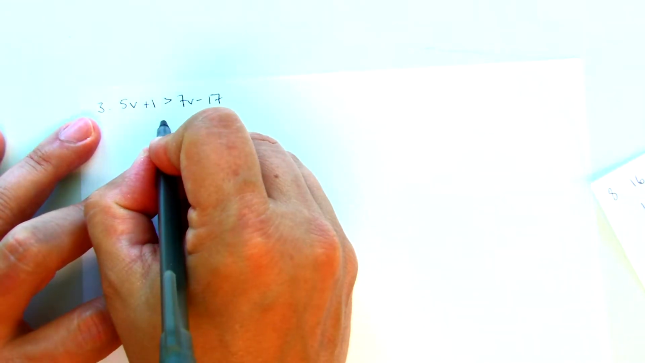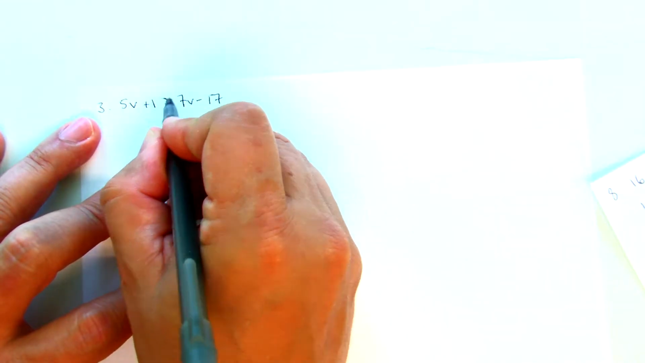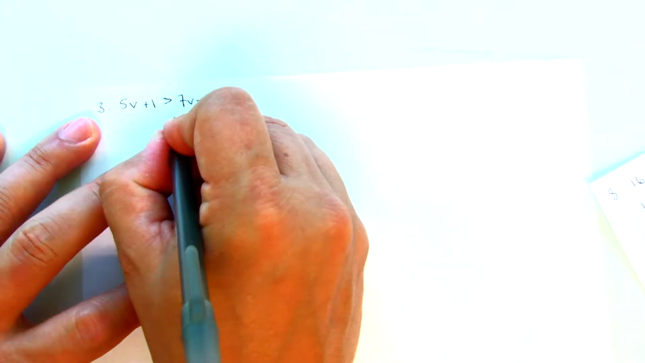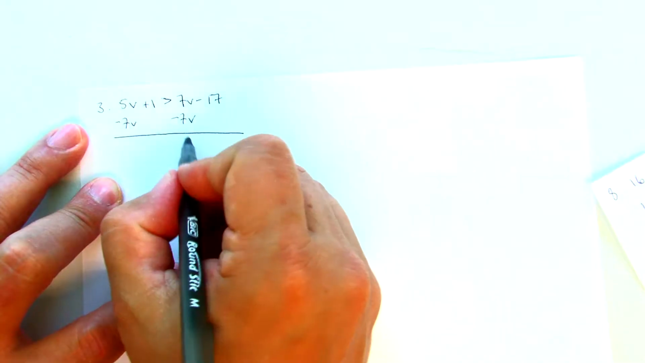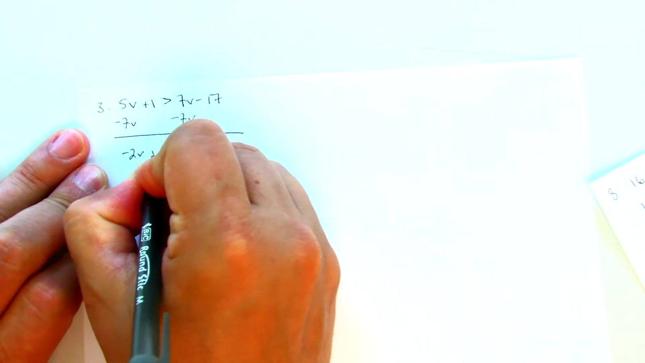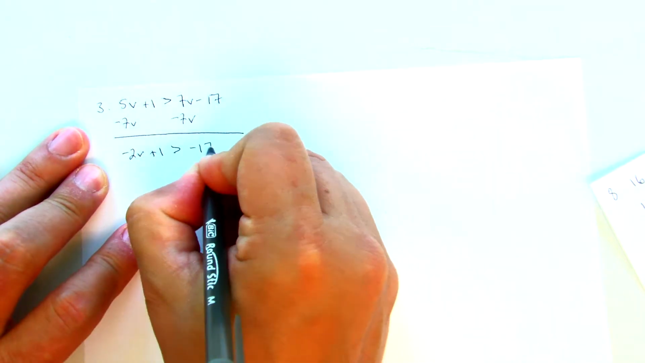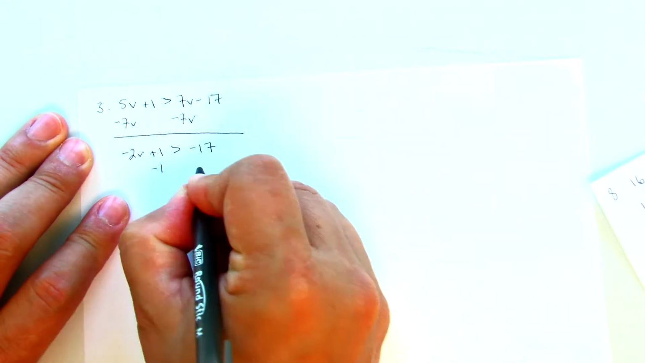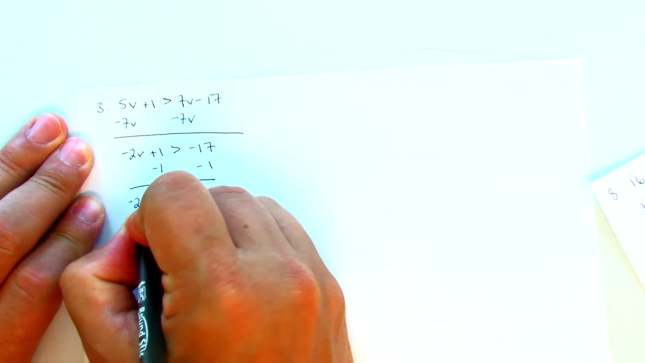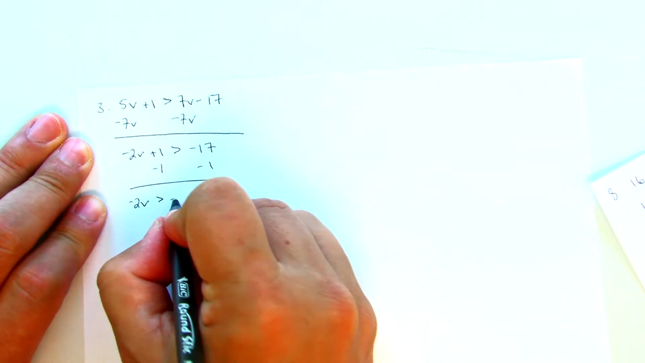I'm going to solve this the same way we would solve an equation, for the most part. There's going to be a couple little things that we're going to keep in mind. So we've got 7v on this side, so let's just subtract 7v, just like we would do if this was an equation. Get the variables on one side, constants on the other. So we got negative 2v plus 1 greater than negative 17. Alright, and then we will subtract 1, negative 2v greater than negative 18.